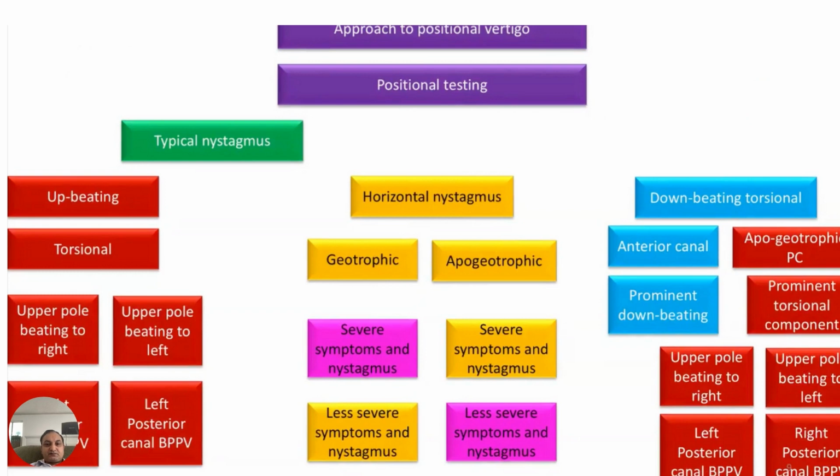Upper pole beating to the right, then it is the left posterior canal here. Upper pole beating to the left is the right posterior canal. So it is opposite to what happens in the classical posterior canal BPPV.